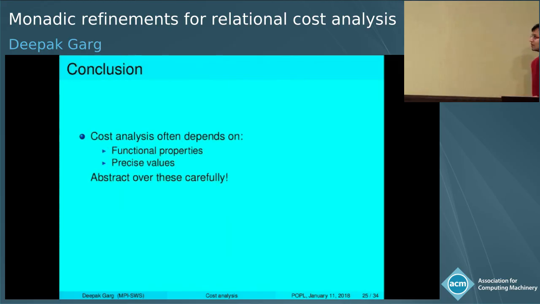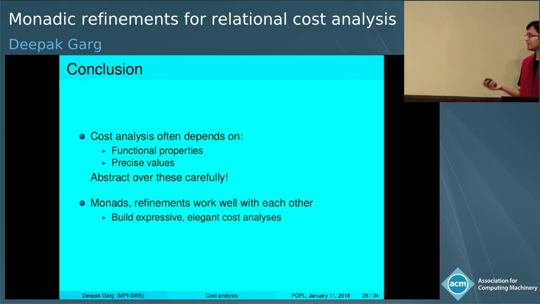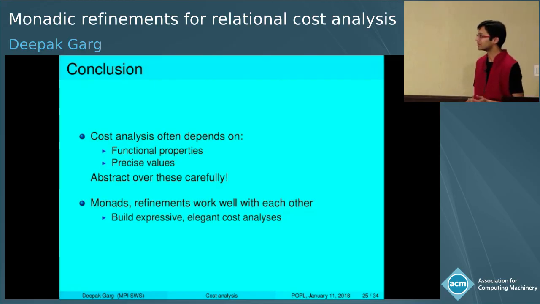So just to conclude, I think the first thing that we learned while we were doing this is that precise cost analysis requires a certain amount of expressiveness in terms of being able to prove functional properties as well as tracking precise values. So if you're building a cost analysis, abstract over these carefully. And the second thing is that if you really want to build an expressive cost analysis, using monads and refinements, they work very well together. The result is elegant, and it's actually quite expressive. Okay, thank you.